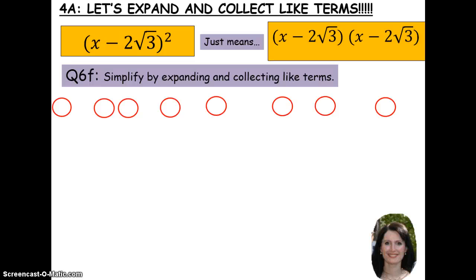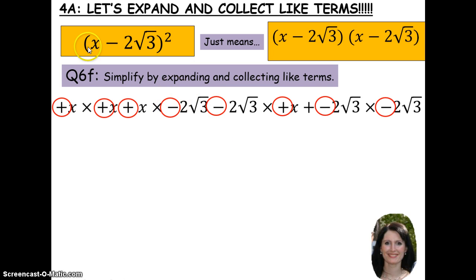This one looks a little bit more tricky again. It's not really. (x minus 2 root 3) all in brackets squared just means that we put that (x minus 2 root 3) in brackets twice. We're squaring it. We're multiplying it by itself. Again, we're careful with the positives and negatives and we multiply everything in the first bracket by everything in the second bracket. Some people like to use the FOIL method.